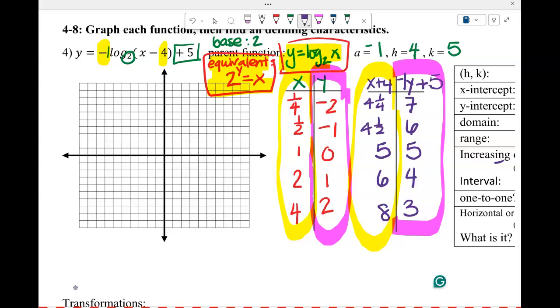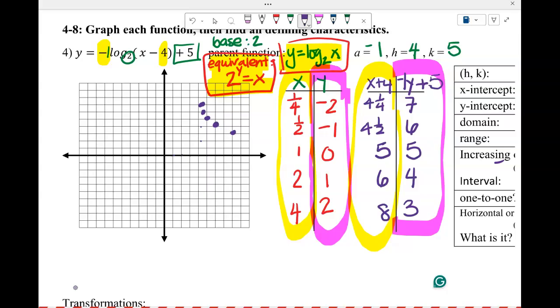4 1/4. 1, 2, 3, 4. 4 1/4. Go up 2, 4, 6, 7. And then 4 1/2. Go up 6. 5 is now up 2, 4, 5. And then 6, 2, 4, 6. Go up 4. 8 is now 3.